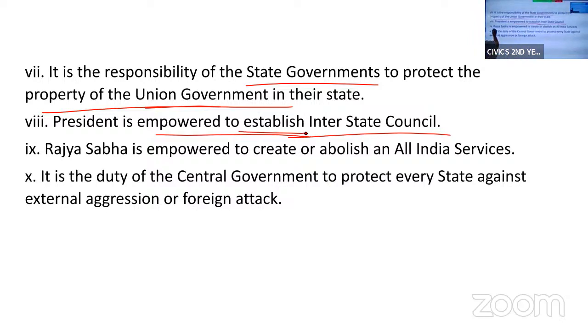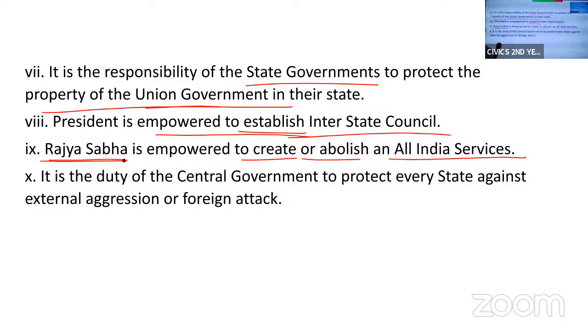Then Rajya Sabha. Rajya Sabha is the upper house of the parliament. It is empowered to create or abolish all India services. Okay, all India services, like we have IAS, IPS and IFS. These are the all India services. Rajya Sabha, if it wants, can abolish any of the services or it can create new all India services. So it is the power of Rajya Sabha.